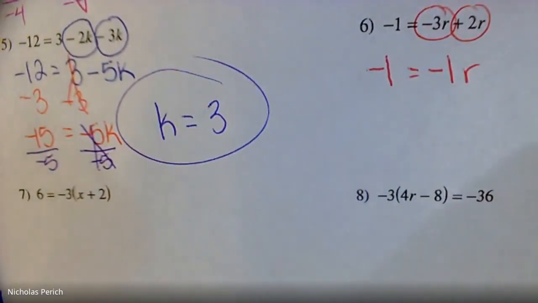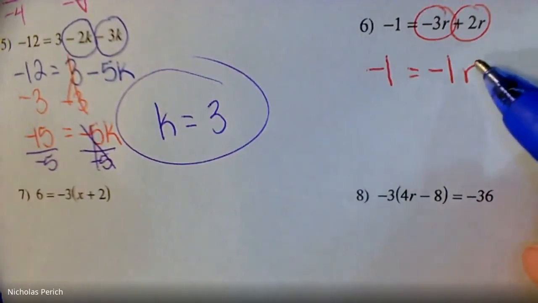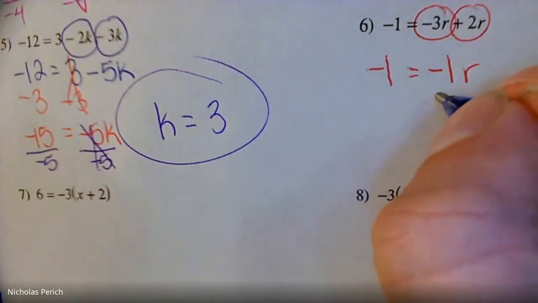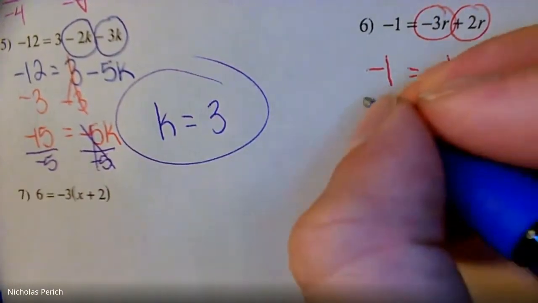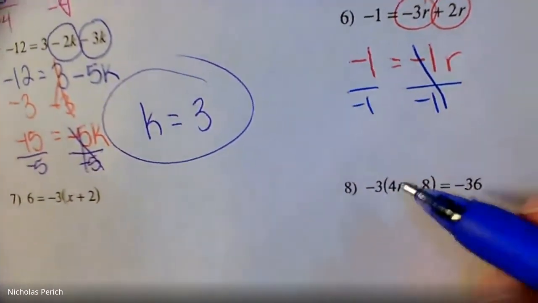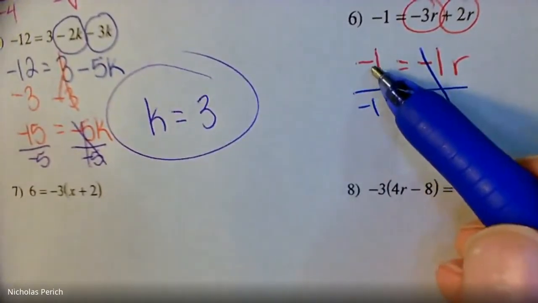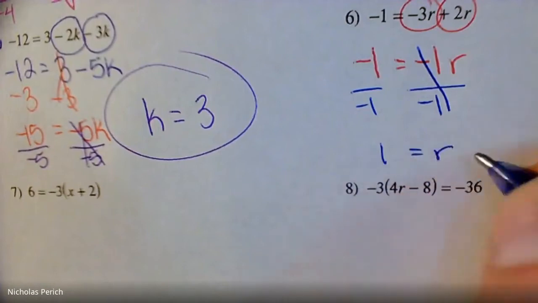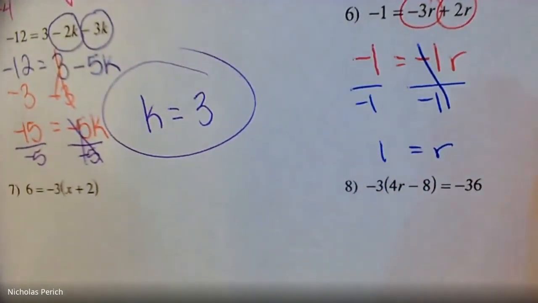Now this is just a one-step equation. Is r all by itself? No. What's in the way? Negative 1 is being multiplied to r. What do I do? Divide both sides by negative 1. Cross out. Negative 1 divided by negative 1 is positive 1. So even though I write out 1 equals r, I know it's r equals 1.